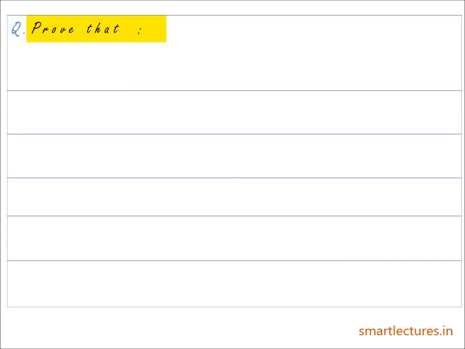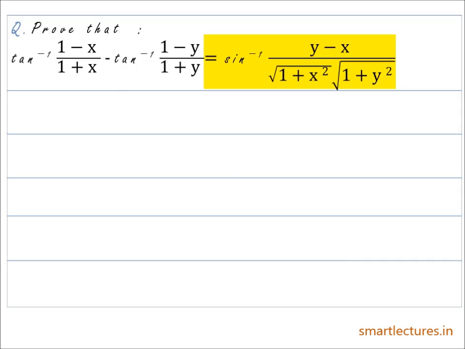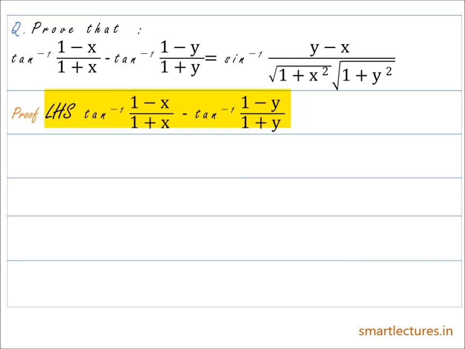So let's solve one more question. Prove that tan inverse 1 minus x upon 1 plus x minus tan inverse 1 minus y upon 1 plus y is equal to sine inverse y minus x upon square root of 1 plus x square into square root of 1 plus y square. Now in this question, in the left hand side we have tan inverse 1 minus x upon 1 plus x minus tan inverse 1 minus y upon 1 plus y.